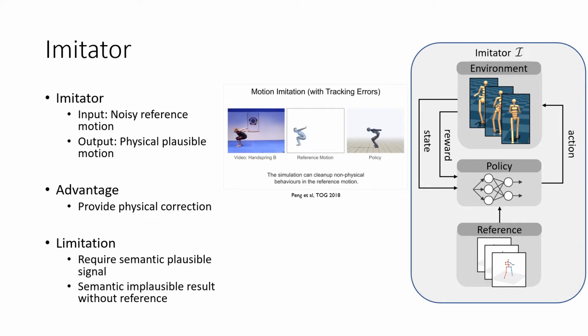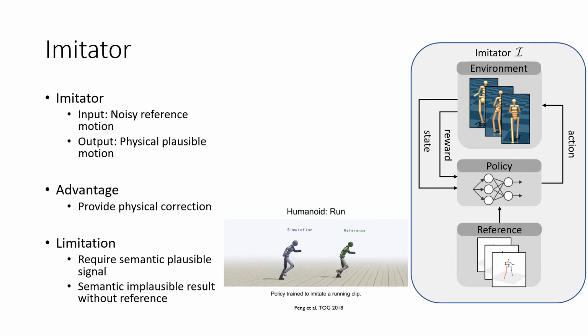The Imitator takes noisy reference motion as input and outputs physically plausible motion. The advantage is that it can provide physical correction for reference motion, as shown in the video. And the limitation is that without reference motion, it will result in semantically implausible motion, as shown in the video.